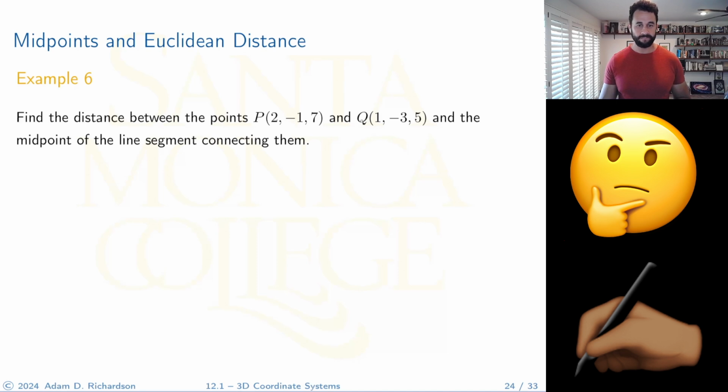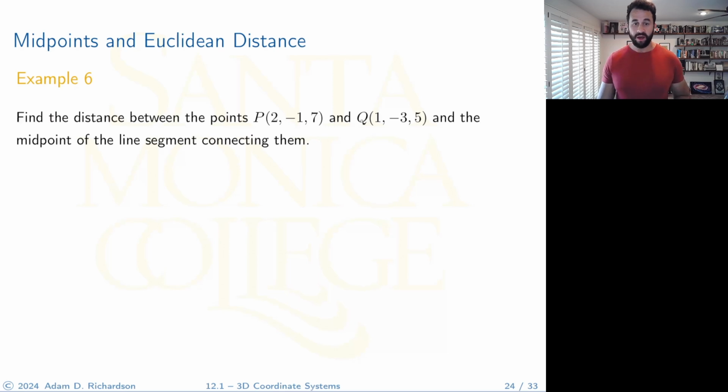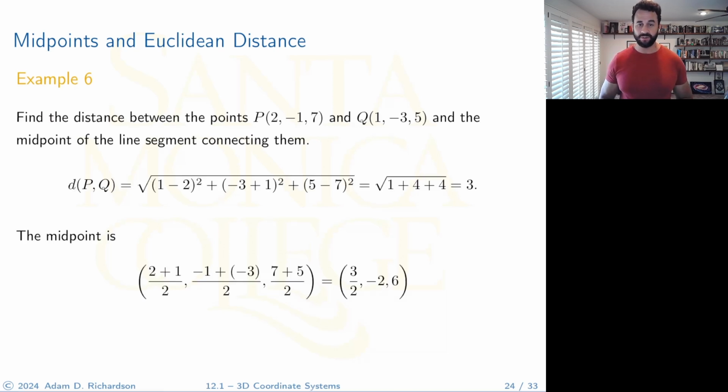All right, here we go. This is really just a calculation. We will use that formula from before. The distance between P and Q is given by this right here, using the distance formula. Do some arithmetic, you get this, take the square root, you get 3. So the distance between these 2 points is 3.